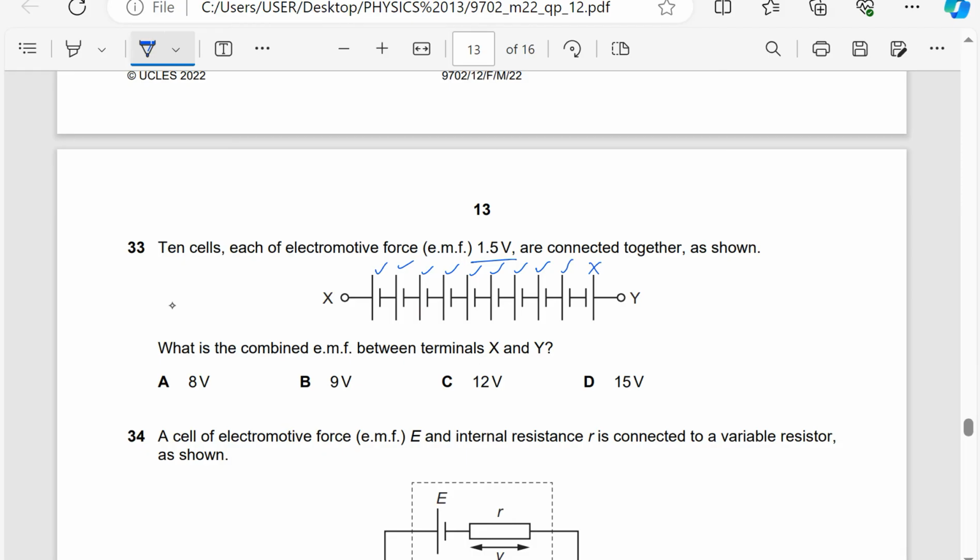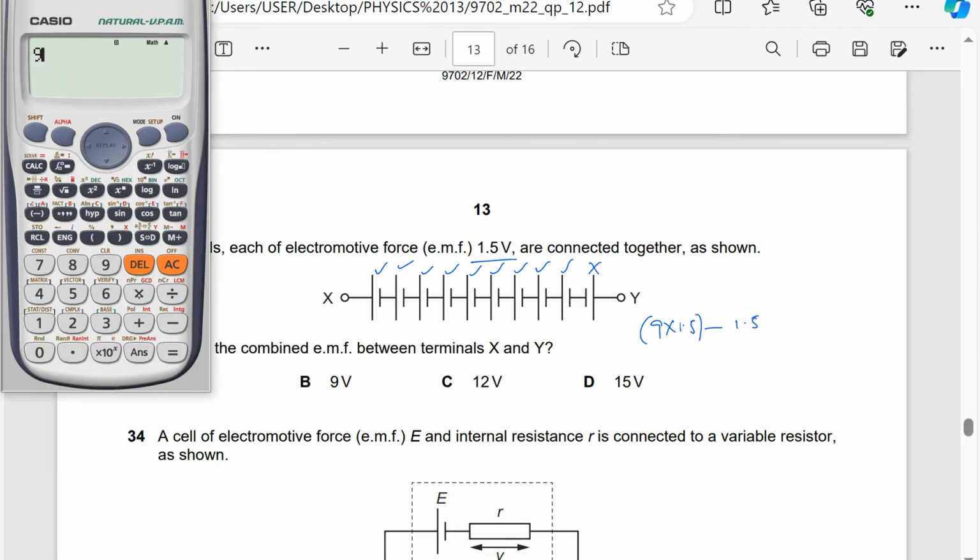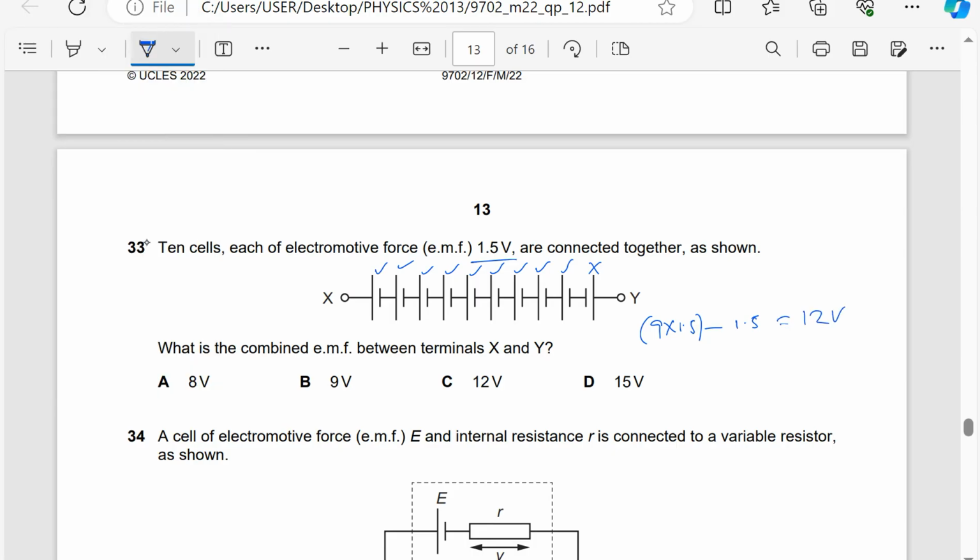So I'll say 9 times 1.5, that is positive, minus the other one which is pointing to the other side, which is just 1, so I'll say minus 1.5. So 9 cells are pointing to the left, so total EMF to the left is 9 times 1.5. Then I subtract the EMF to the other side, that is minus 1. That is Kirchhoff's second law, so the answer is 12. So the answer is C.